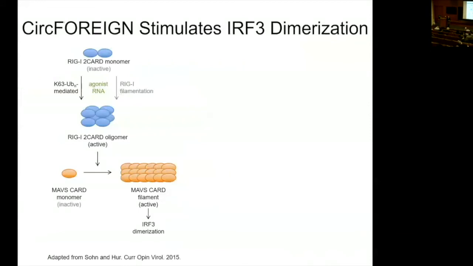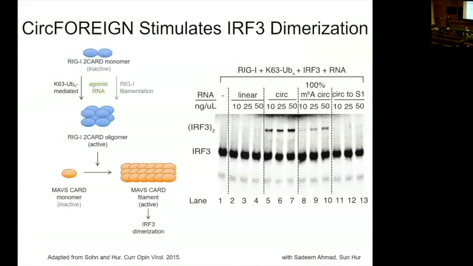After MAVS is formed, the next step is dimerization of IRF3. And when we probed whether or not circular RNA was able to make this induction, again, we saw IRF3 dimerization was forming, specifically in the presence of circular RNA.